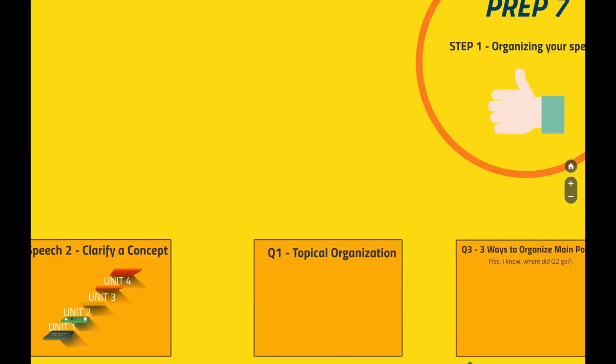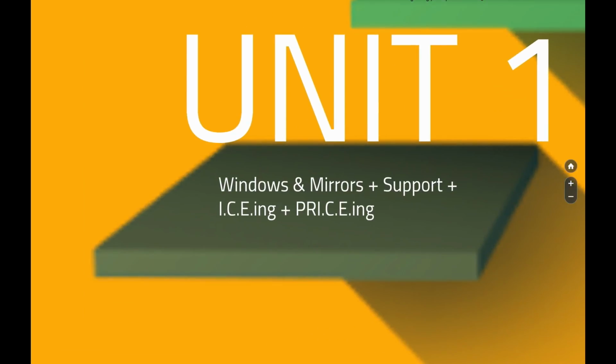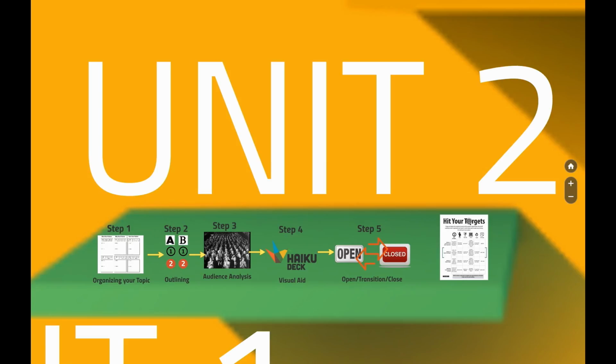This is Prep 7. This is all about how to organize your speech. Now, hopefully you'll see that pretty much every unit builds off of each other. So the lessons that we learned in Unit 1, including windows and mirrors, different types of supports, icing, and pricing will be used in the second unit. However, we are going to add a little bit more to our repertoire of ideas.